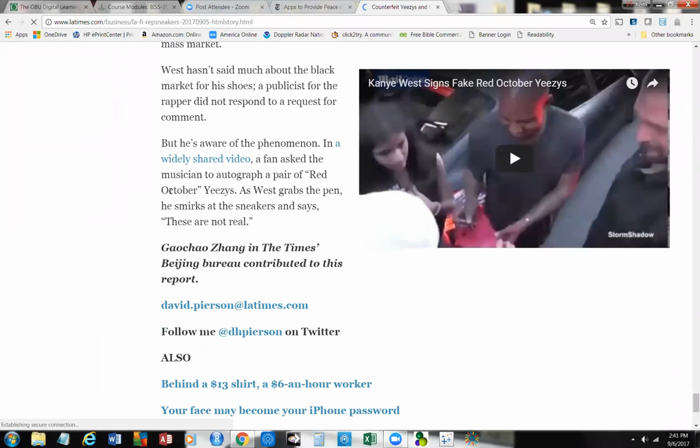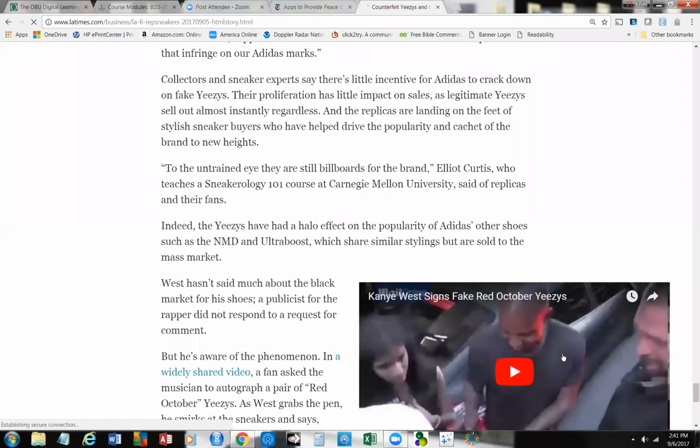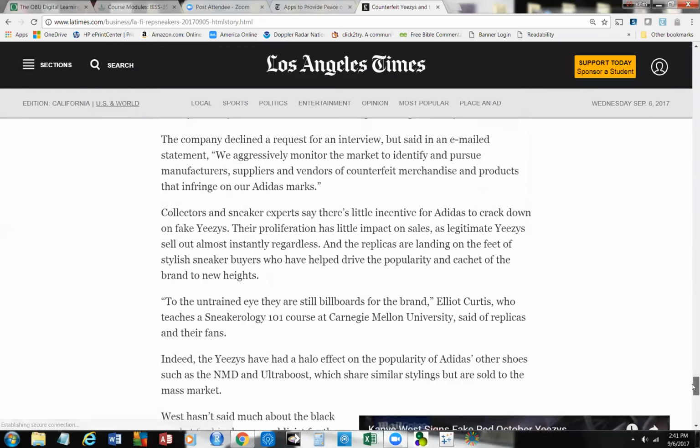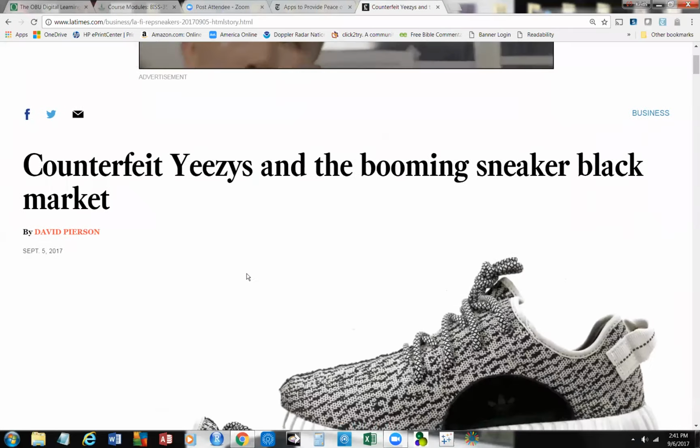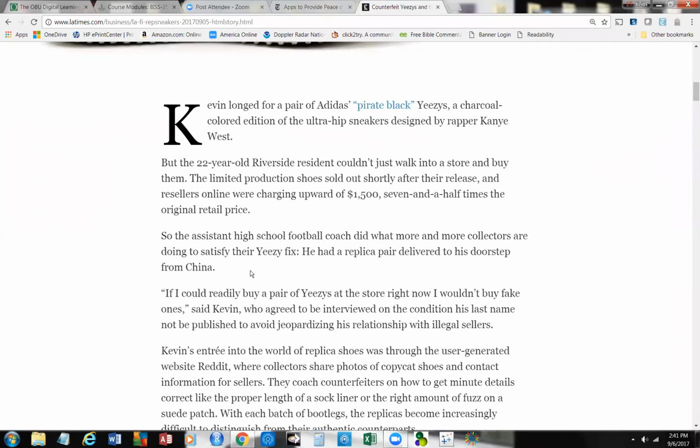And you say, well, what has that got to do with anything? In fact, they even have a video here of Kanye West signing some fake, what they call Red October. You guys probably know more about it. Well, it's people out there who are taking some intellectual property and exploiting it from that company. But the firm's trying to kind of rein that type of stuff in.